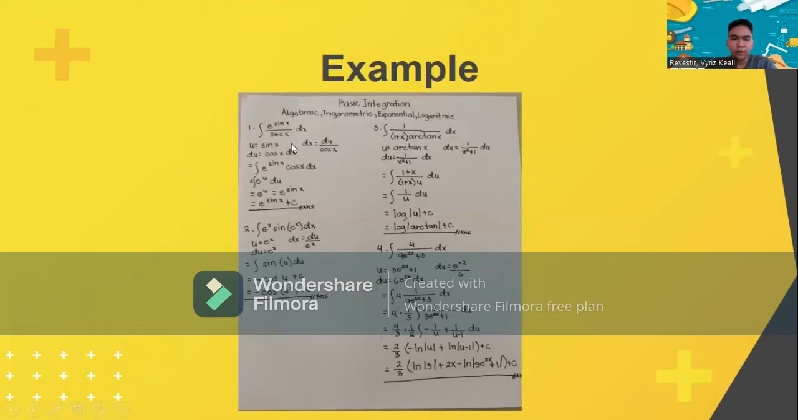Later, we are going to solve 4 functions and sample problems for basic integration of algebraic, trigonometric, exponential, and logarithmic functions. I have a recorded video of me solving these 4 problems, and I will show it later.